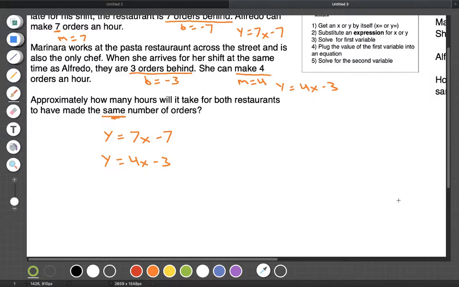Okay, now that we have our two equations, we can actually solve these. And we'll look at our steps. First step, do we need to get an x or a y by itself? Well, we already have y by itself in both of these. So no, we don't need to do that. Step number 1 is done.